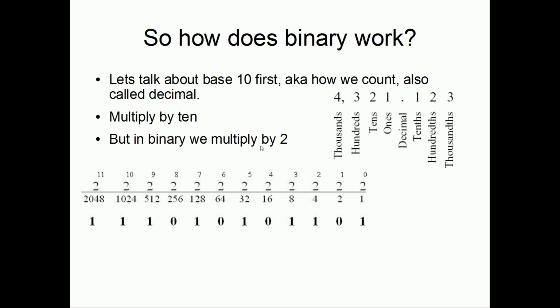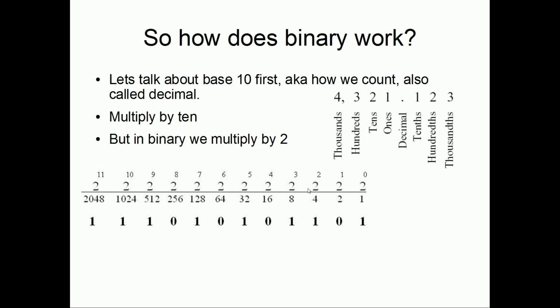But in binary, we use base 2, where we multiply by 2. Now, exponents are like multiplication in that you're multiplying a number by itself. So everything here, we're multiplying by itself. So 2 to the 0 is going to be 1. There you go. This is your ones place. Then next is going to be 2 to the first, or 2 times 1, which is going to be your twos place. So just follow along.